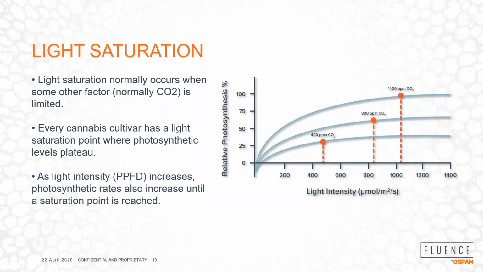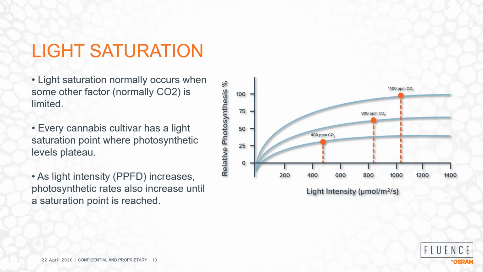And so as light intensity or PPFD increases, the photosynthetic rates also increase until the light saturation point is reached. As you can see representative on the graph on the right, the first test reached a light saturation point when we gave it 400 parts per million of CO2, as well as about a 450 PPFD light level. That's where we reached our light saturation point for that case study. For the next one, we gave it a treatment of 800 parts per million of CO2 with roughly an 850 PPFD, or micromoles per square meter per second, and we reached our light saturation point then.